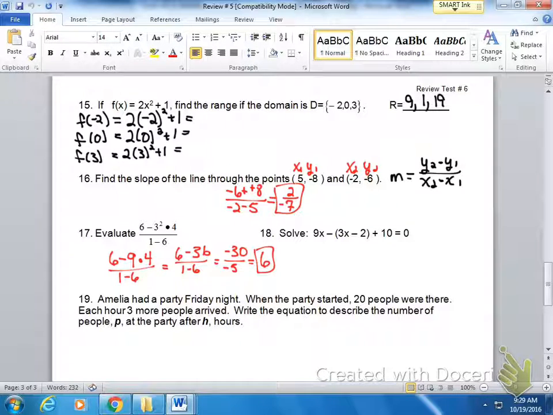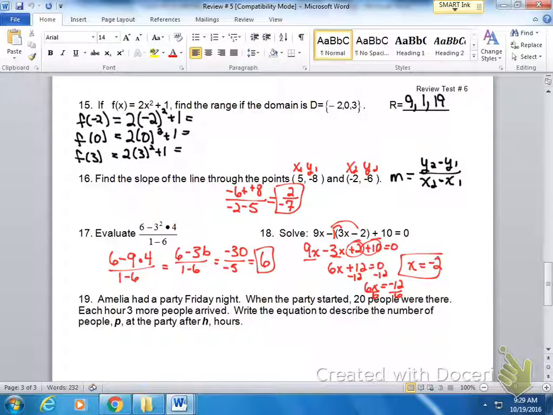The next one, we're just solving for x. Remember, there's a 1 between that negative and that parenthesis, so I'm going to distribute first. 9x minus 3x plus 2 plus 10 equals 0. I'm going to combine my like terms. 9x minus 3x is 6x. 2 plus 10 is 12 equals 0. I'm going to move 12 to the other side, so I get 6x equals negative 12. Then I divide both sides by 6, and I got x equals negative 2.